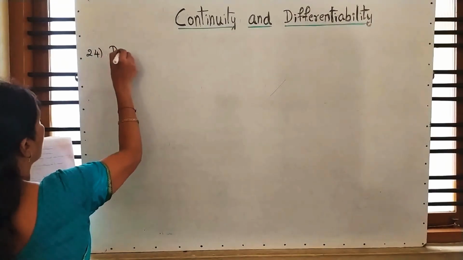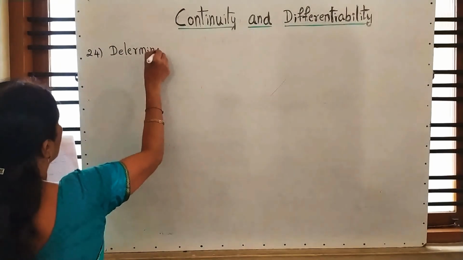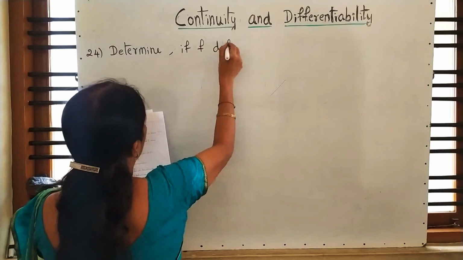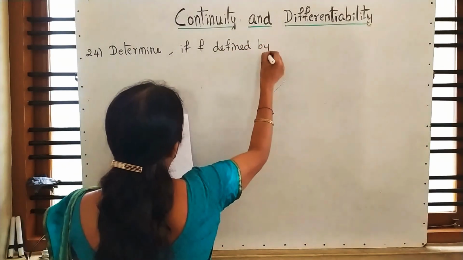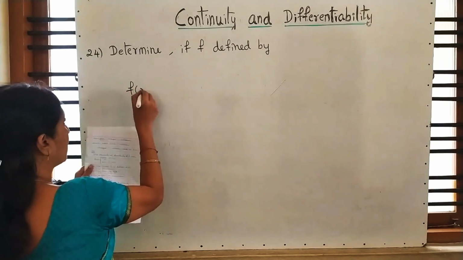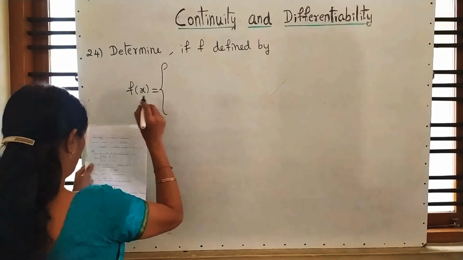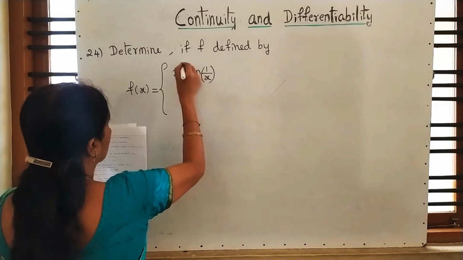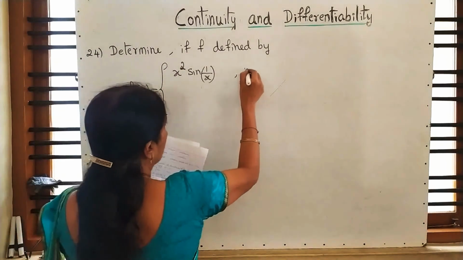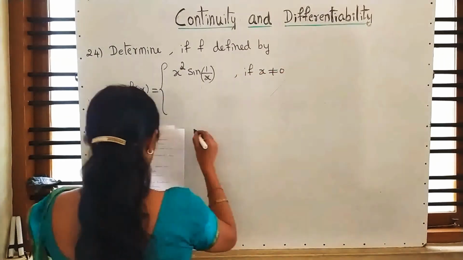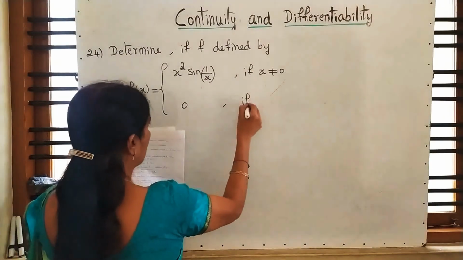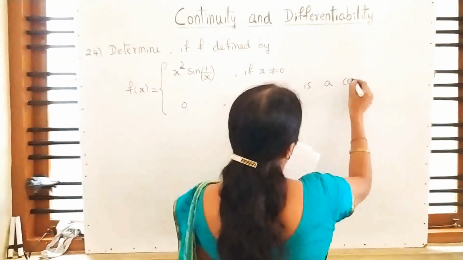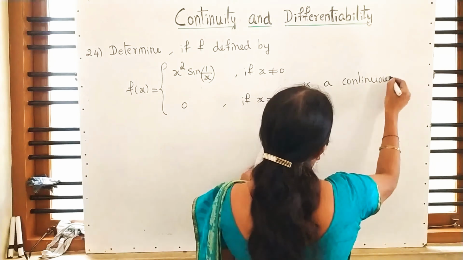Question number 24. Determine if f defined by f of x is equal to x square into sin 1 by x if x is not equal to 0, and 0 if x is equal to 0, is a continuous function. We have to check whether it is continuous or discontinuous.